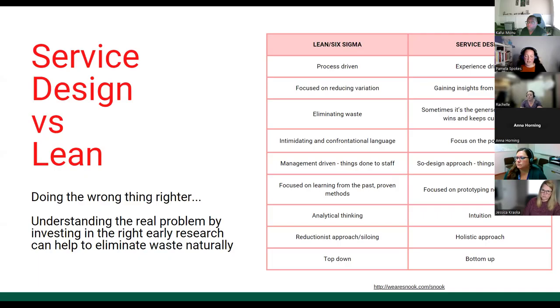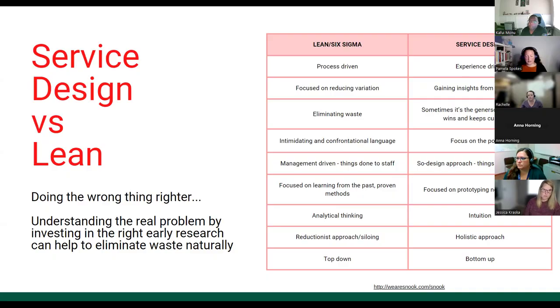And one of the things that has come out with lean and Six Sigma, this black belt and eliminating and these kinds of words, is this kind of intimidating and confrontational language. Actually, I'll get back to that in a minute. There's one article that is really interesting about this. In service design, we're focusing on the positive experience and empathy for the user, and understanding the context of their experience and what language they use.